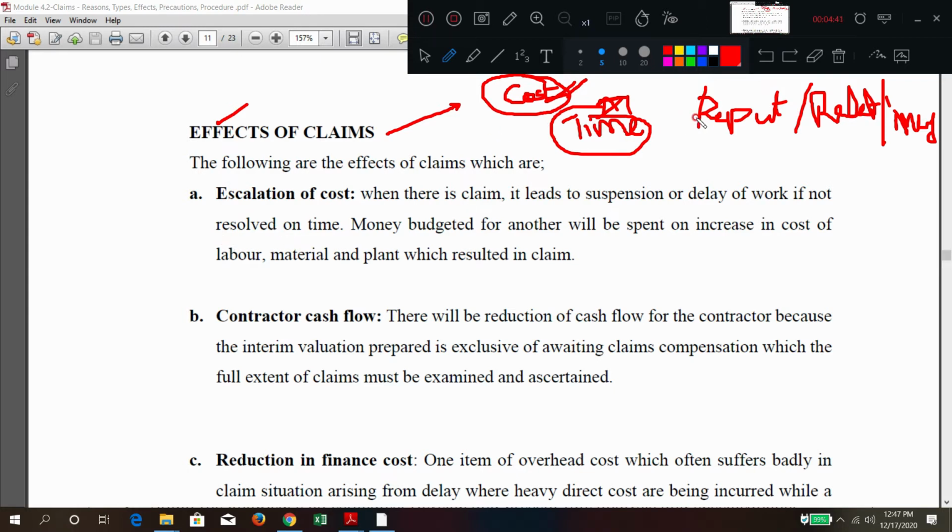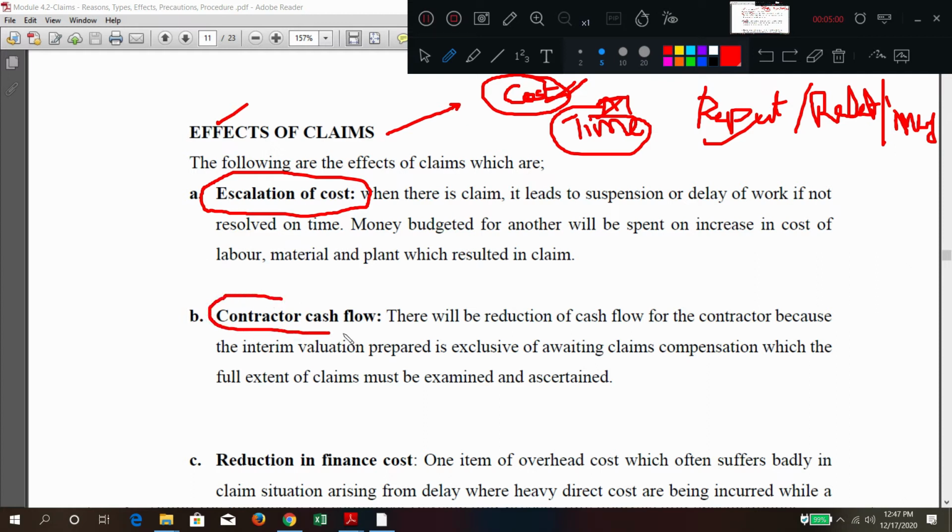Once the reputation has gone, next time no contractor will come for that client, or no client is going to award the contractor. Like that, these things will happen. So these three things only have been written here. There may be escalation in cost. Obviously, escalation means an increase in the cost.